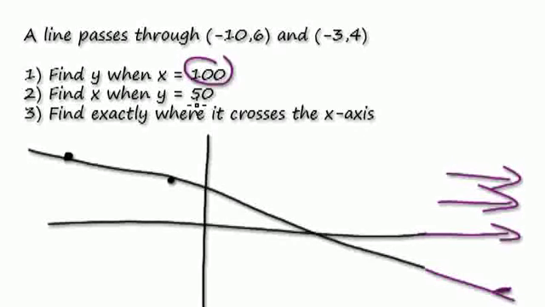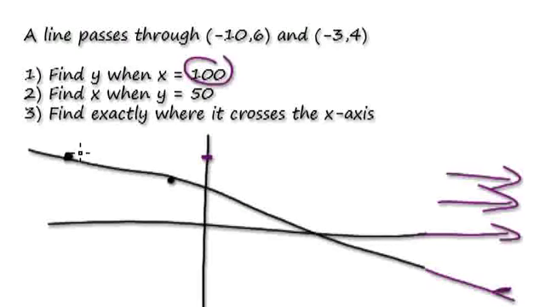And find out x when y is 50. From here, this point here, it's 6. Now if you go all the way up there to 50, what will x be? Well, x will be really far to the left. Anyway, draw a picture. When you're given this problem, draw a picture of what's going on.